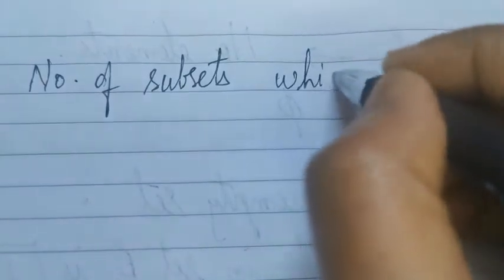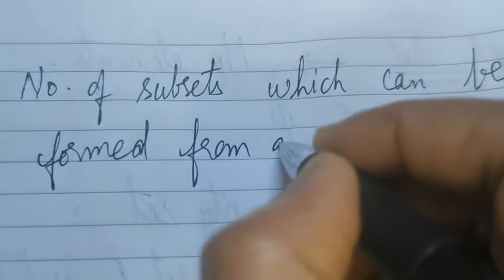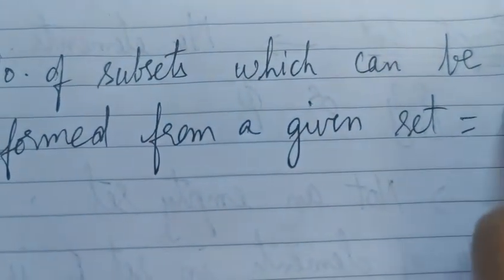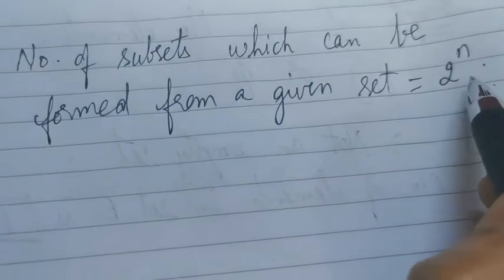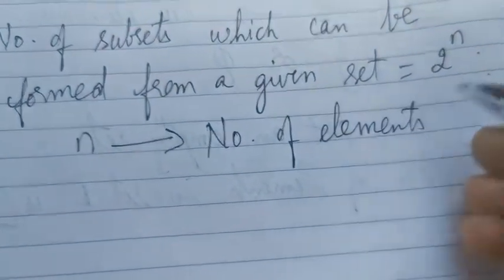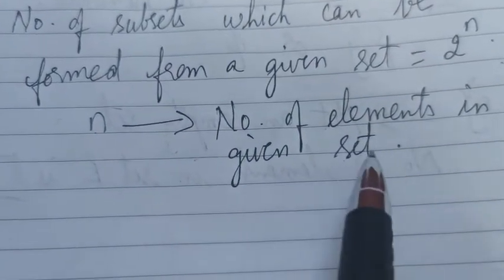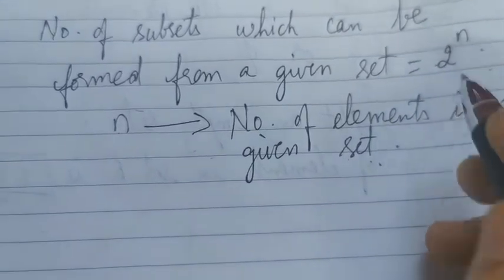There is a formula which will help us in determining the number of subsets which can be formed from a given set. So the formula is: the number of subsets which can be formed from a given set is equal to 2 power n. This is the formula which we will use. So what is n? n is the number of elements in a given set. To find how many subsets can be formed from that given set, we will use the formula 2 to the power n.